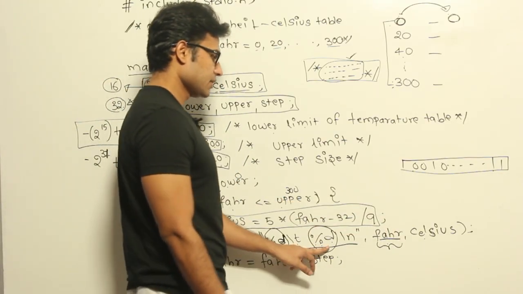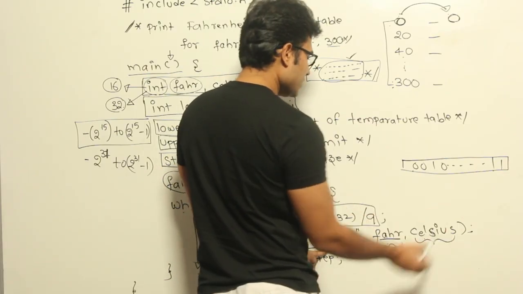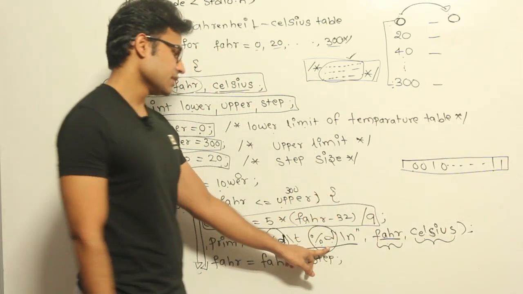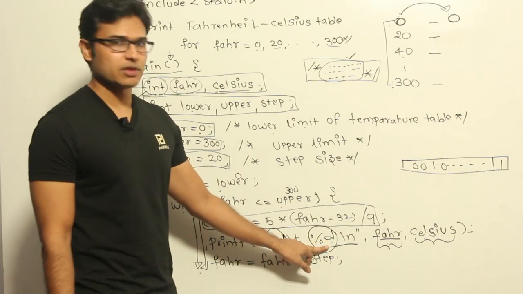The same thing applies here. Again, the bits which are present in this variable Celsius have to be interpreted as a decimal number, and that decimal number has to be printed onto the screen. That is the meaning of it, right?